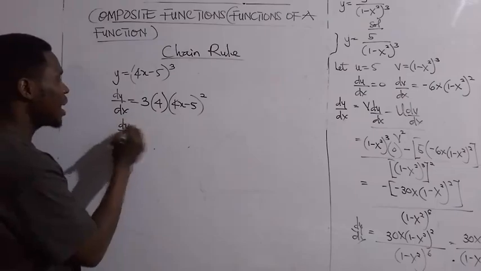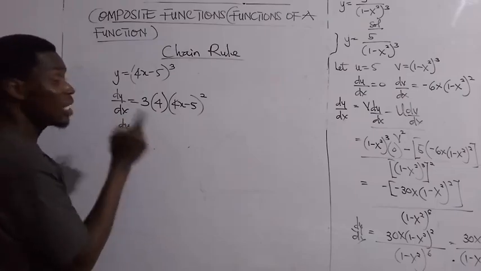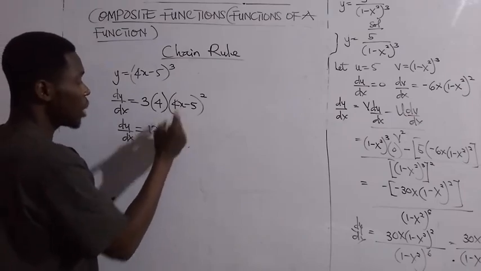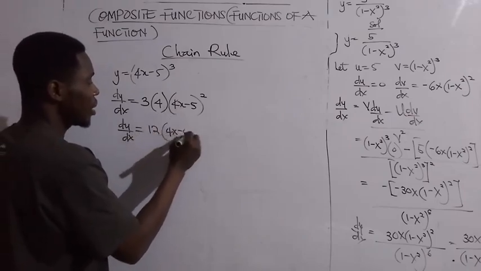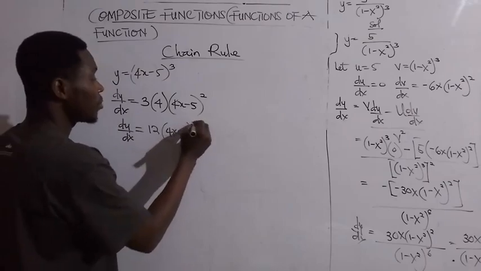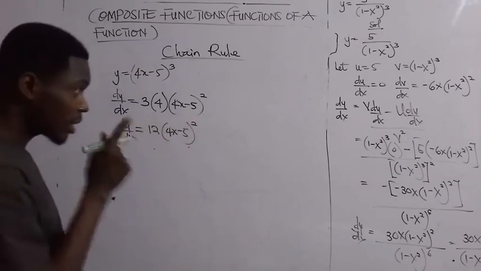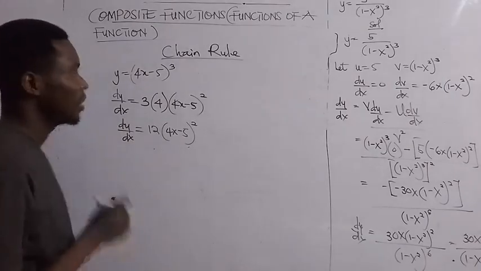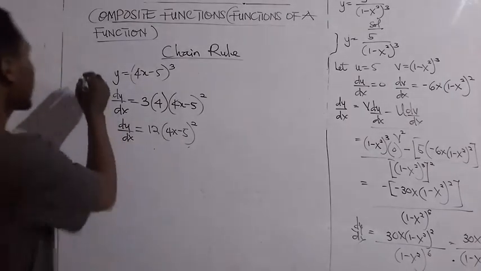So our dy over dx will be nothing but this will multiply this. We have 12, then we have (4x minus 5) squared. Check the first one that we saw. Is that not the answer we got? That is for the first question.